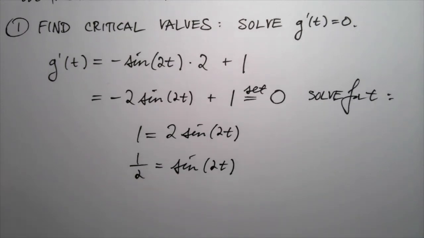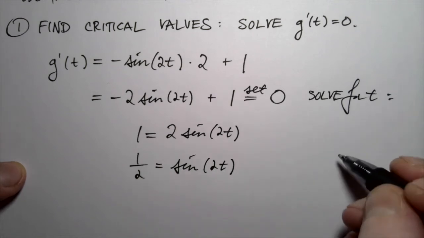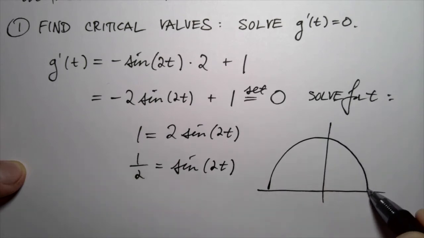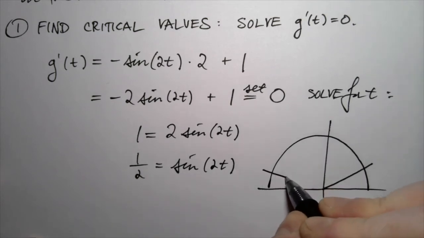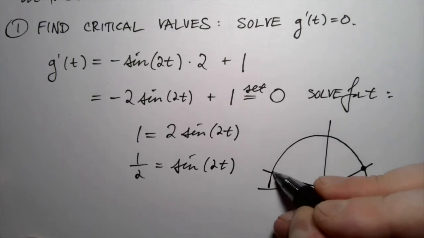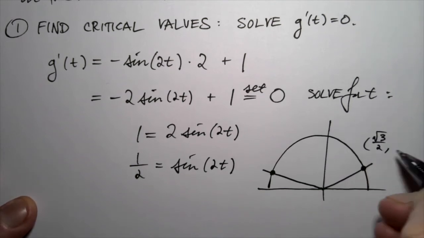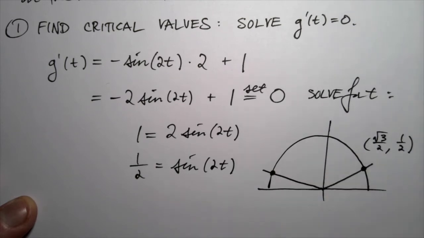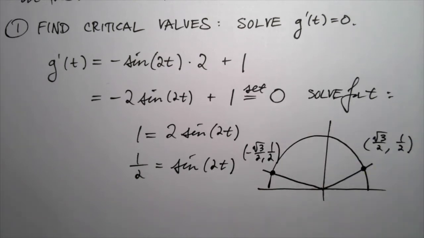Okay, now we have to remember, where does the sine function take on the value 1/2? Got to remember our unit circle. Remember, the sine is the y-coordinate on the unit circle. So we're looking for those angles where sine, the y-coordinate, the height, is equal to 1/2. That occurs at these 2 points. I'll remind you that the x-coordinate is √3/2. That would be the cosine. The y value is 1/2. And then over here it's the same, but the x-coordinate is negative. The y value is still 1/2.